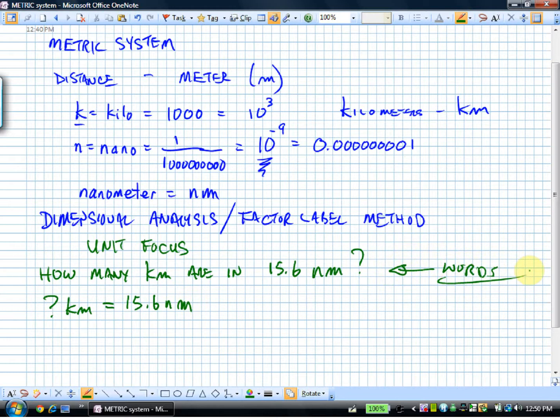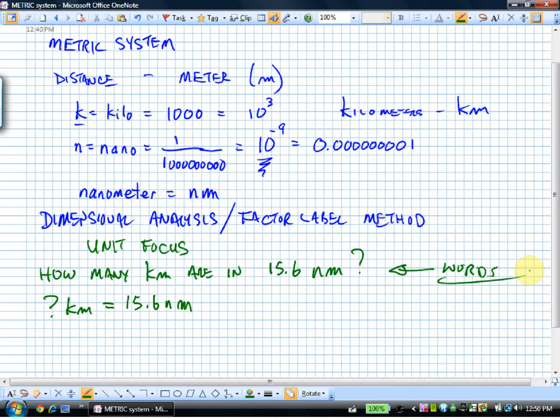okay, and you're going to be seeing lots of word problems, and to try to take that word expression and put it into sort of a mathematical expression, where on the left-hand side, you start with the question mark. The question mark is, what am I going to find? I want to know how many kilometers are in 15.6 nanometers.